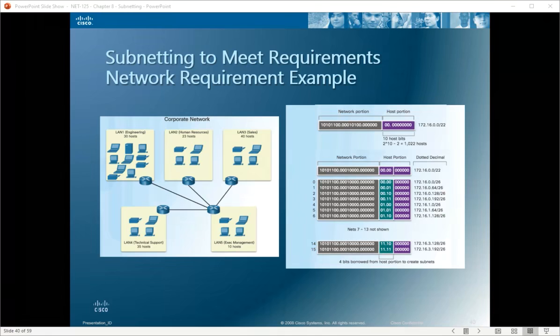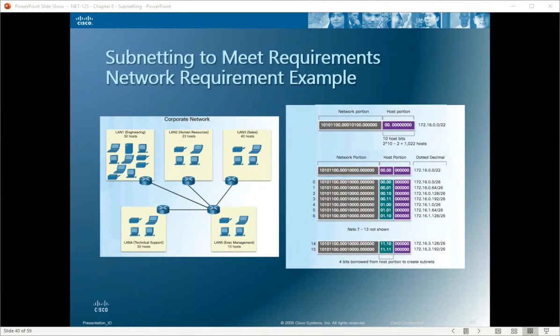Same thing with LAN 4. They're over 32, so we got to cover 6 for them. And then LAN 5 only needs 10, so we could use 4 bits at that point for them. So if we look at these LANs, LAN 1 needs 5 bits, LAN 2 needs 5 bits, LAN 3 needs 6, LAN 4 needs 6, and LAN 5 needs 4.